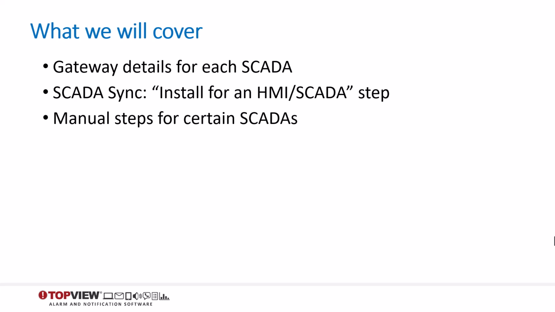In this video, we'll take a look at the initial step for using SCADA Sync, which is configuration of the gateway. The gateway is the connection between TopView and the SCADA alarms. First, we'll give a brief overview of the gateway TopView uses for each SCADA.